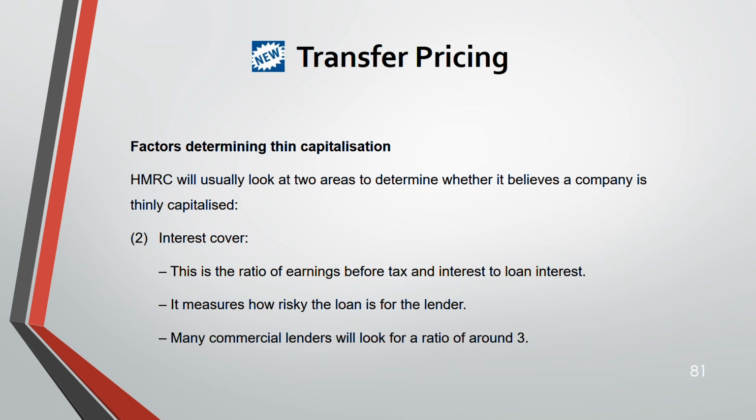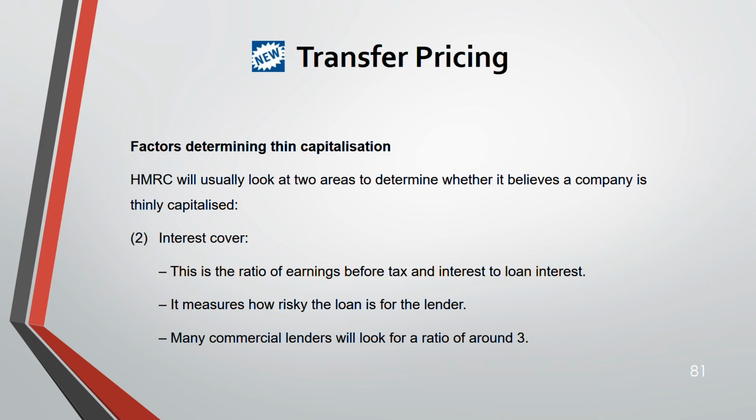Many commercial lenders will look for a ratio of around 3:1. That means for every 3 of earnings before interest and tax, there is 1 of loan interest. That's ideal. That means you are in a financial position to pay back your loan interest with your earnings. That is the meaning of that.